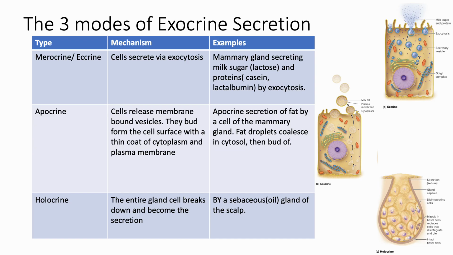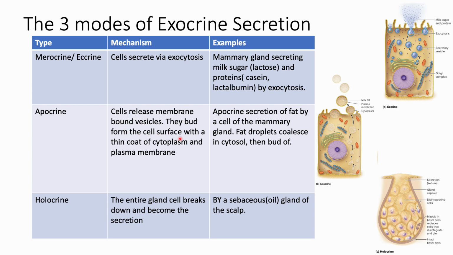We also have 3 modes of exocrine secretion. We have merocrine or eccrine, apocrine, and holocrine. Merocrine or eccrine secretion means the cell secretes via exocytosis. We learned about that in chapters 1, 2, 3, or 4. So here we see this mammary gland secreting milk, sugar, and proteins by exocytosis.